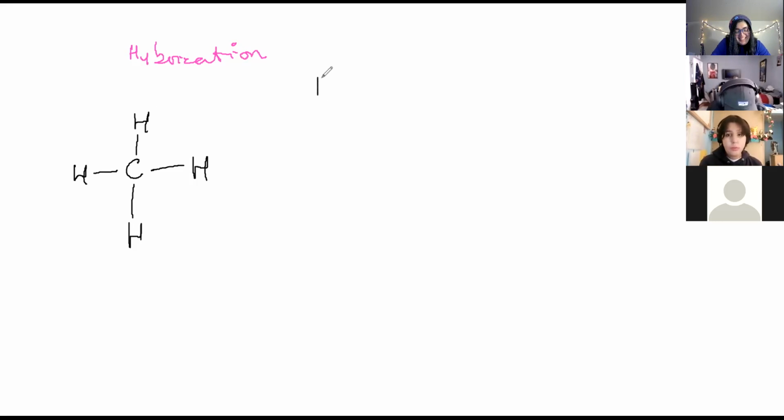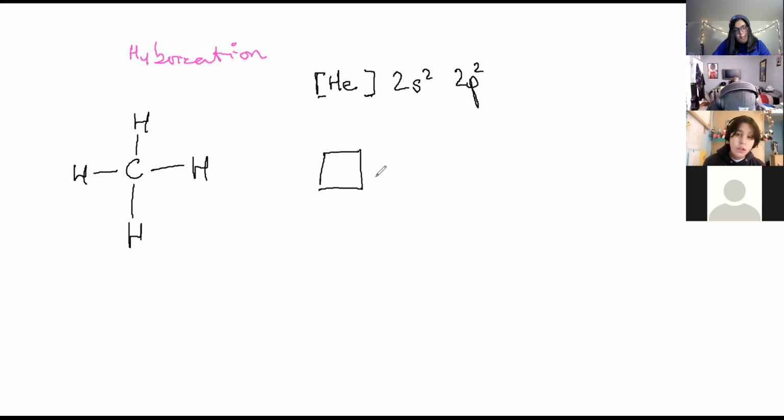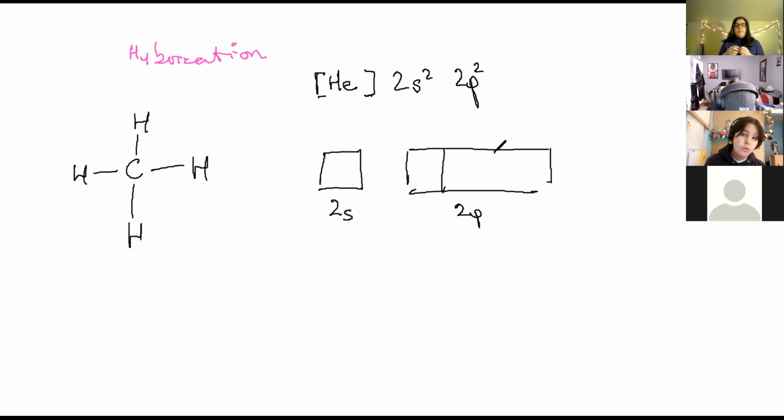So what would be the outermost orbitals for carbon? What's the abbreviated configuration for carbon? Helium, and 1s2, 2s2 and 2p2. Yeah, 2p2. Okay, cool. So let's draw the orbital box diagrams for these. We have the 2s and the 2p orbitals right here.